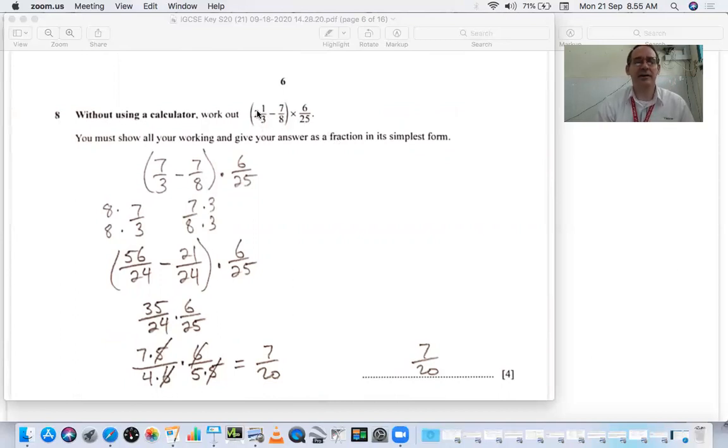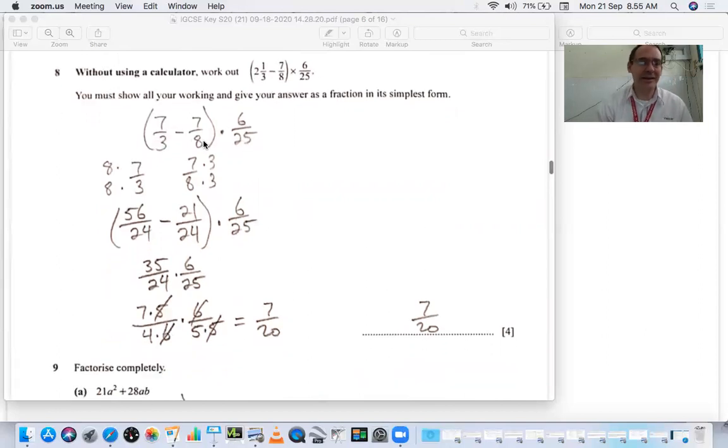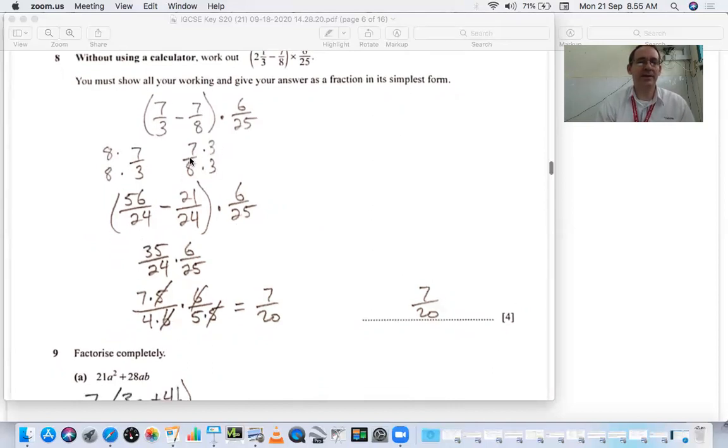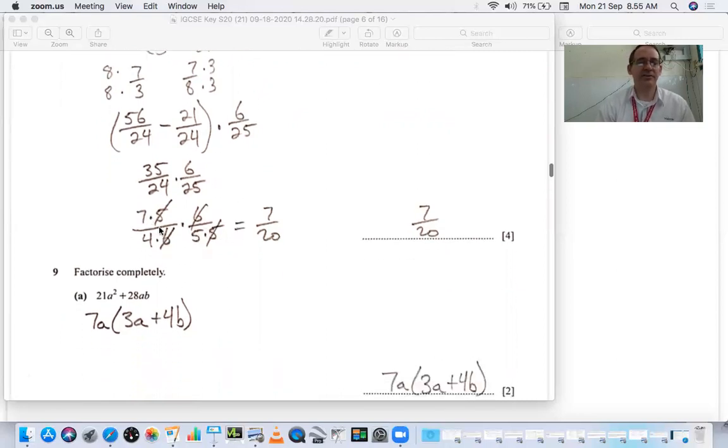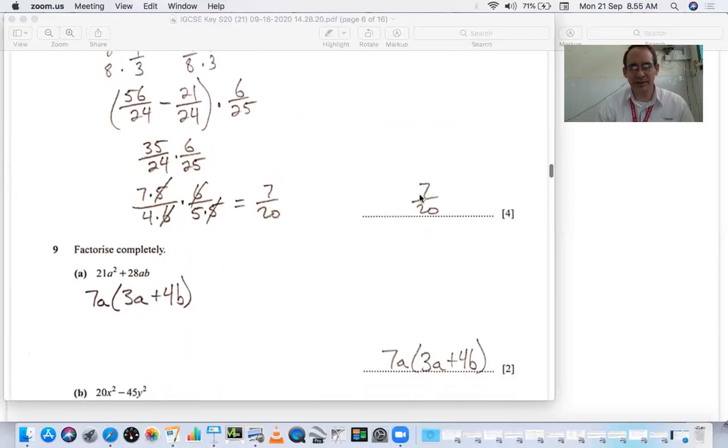Question number 8, without using a calculator, work out these fractions here. So this is a mixed number, so 2 times 3 is 6 plus 1 is 7. So now we have 7/3 minus 7/8 times 6/25. Here we need a common denominator. So this one needs multiplied by 8. This one needs multiplied top and bottom by 3. That gives us 56/24 minus 21/24, which is 35/24 times the 6/25. And you can do some simplification there, cancel top and bottom, leaving you with 7/20 as your simplified reduced fraction.